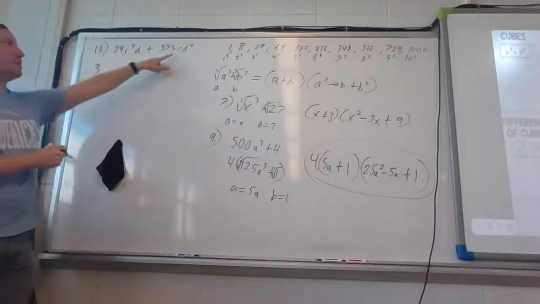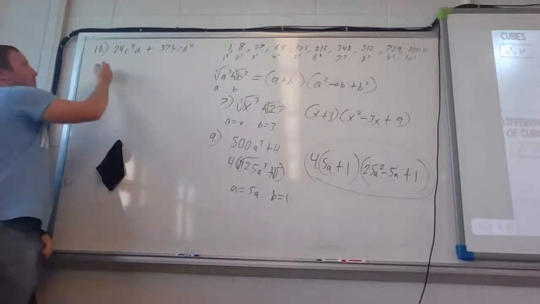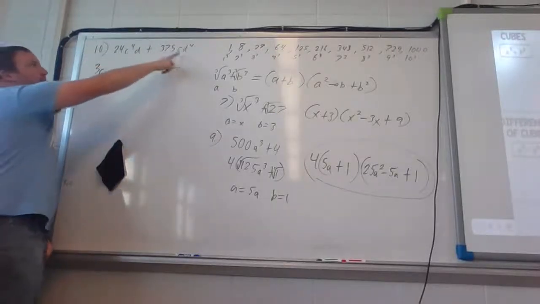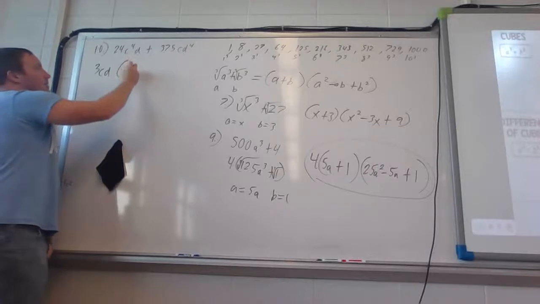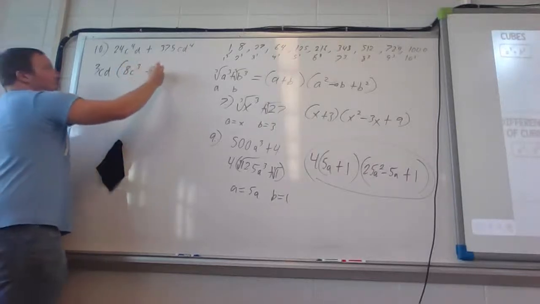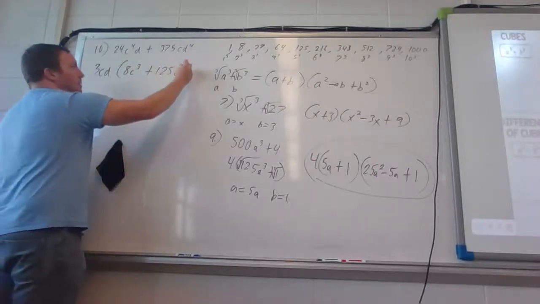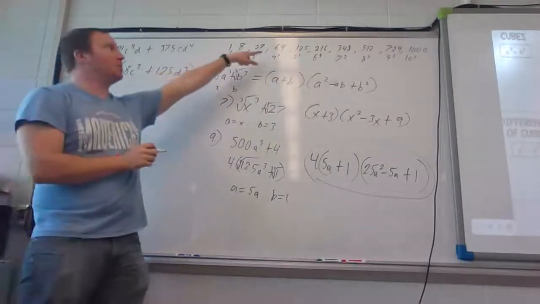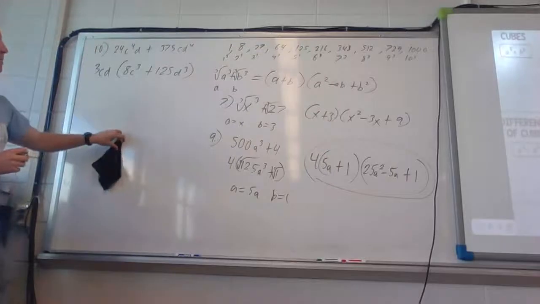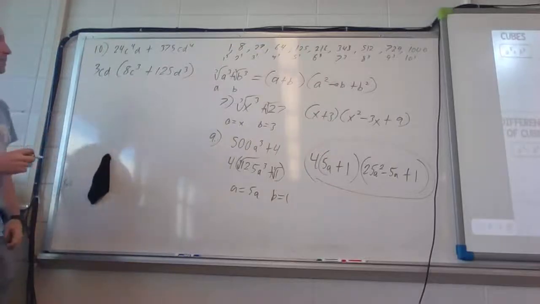What about c to the 4th and c? We can take out 1c. And then we have a d and a d to the 4th. We can take out 1d. And that leaves us with 8c cubed plus 125d cubed. Now 8 and 125 are both perfect cubes. So now we can use our sum of cubes.